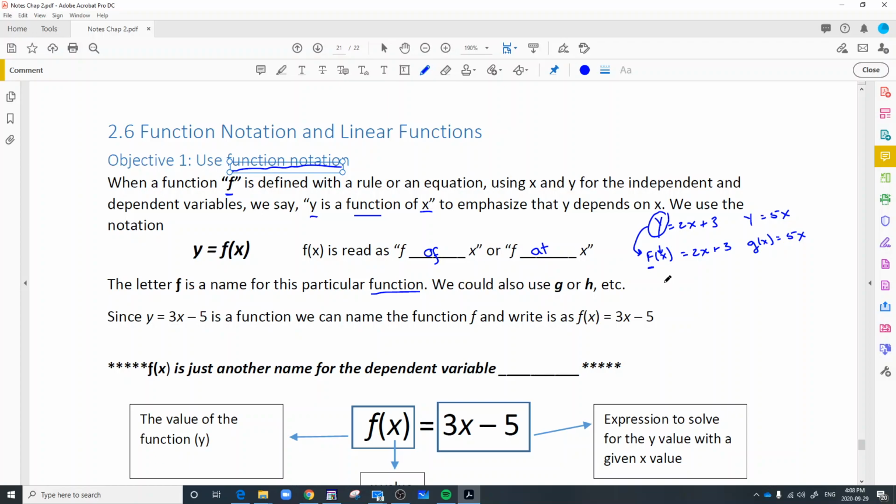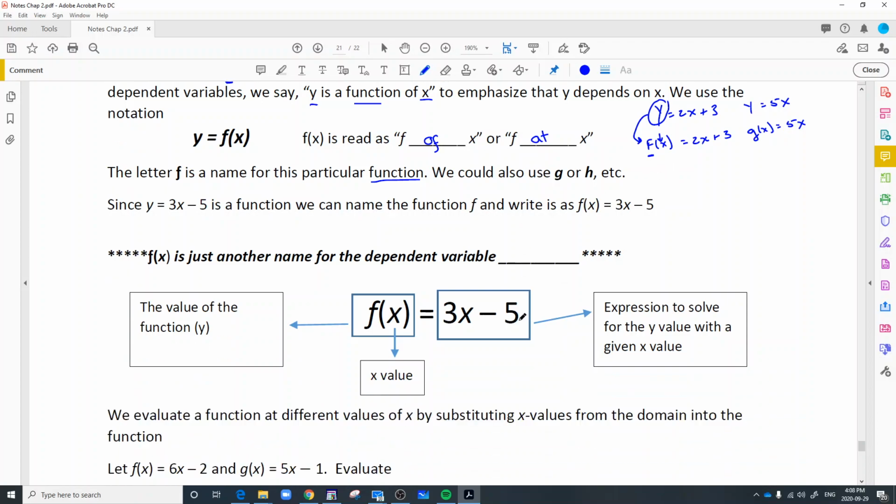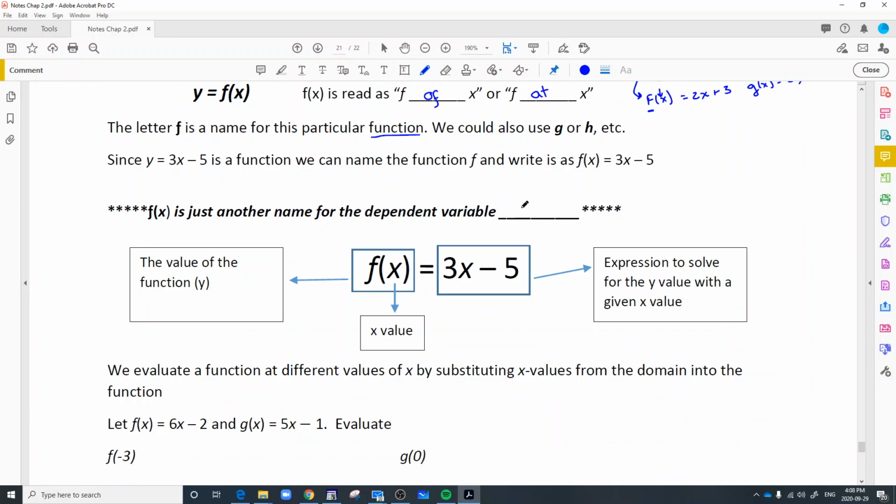And so we can be a little bit more shorthand in how we write things. f of x is really just another name for y. This is really important. If I have an equation, f of x is equal to 3x minus 5, the f of x is replacing a y. The x in the bracket can be replaced with a specific x value, and then on the right you have the expression that defines y in terms of x.